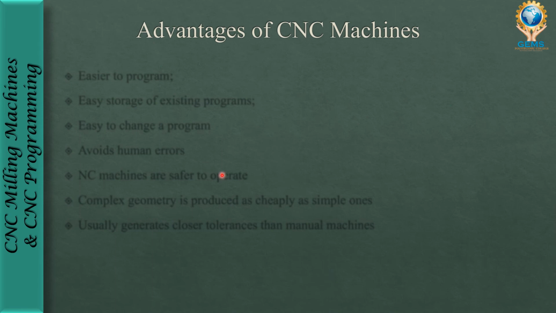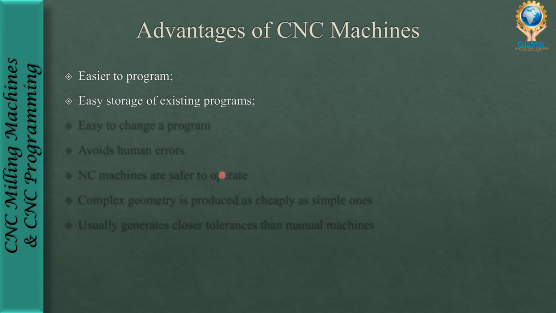Let us see the advantages of CNC machines. CNC machines are easy to program and make it easy to store existing programs. If we need to do any operation again in future, we can store the previous programs, easily retrieve them, and do the same operations again. It is also easy to change a program. If any correction or editing is needed, we can easily change the program.